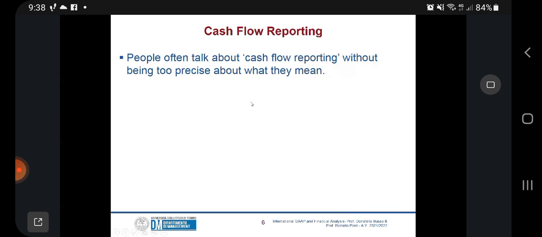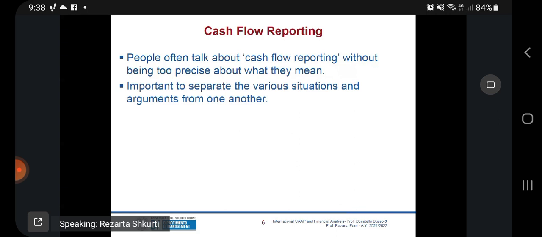So we are jumping into the next topic right now, which is cash flow reporting. When people mention this term, cash flow reporting, sometimes they are too broad in their concept, they are not very specific what they exactly mean about the cash flow reporting. But it is important for us to understand various situations and various needs for using the cash flow statement, and to also separate arguments from one another.